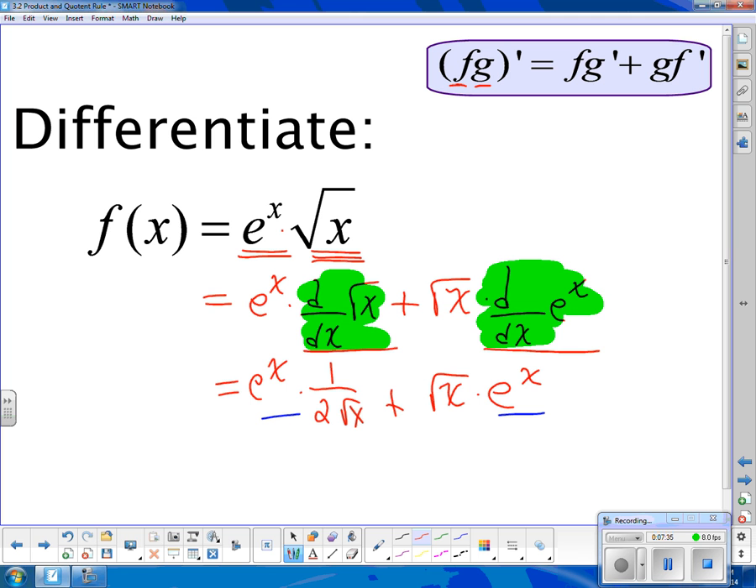I notice right now that there's an e to the x, which is a common factor in each of the terms, so I am going to factor that out. That will leave in the first term 1 over 2 root x plus, and in the second term it's going to leave us with just the square root of x. And so I factored that out.